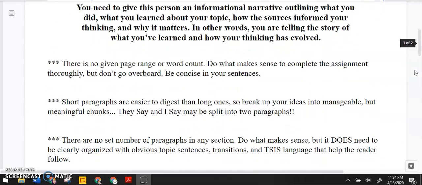Just some general notes on writing. Short paragraphs are easier to digest than long ones, so you're going to be breaking up your ideas into manageable but meaningful chunks. You are using they say, I say. There's no set number of paragraphs in any section. You'll see on the next page what the different sections are. You have to do what makes sense. It has to be organized, it has to have topic sentences, transitions, they say, I say language, all of that stuff. But all of the decisions about how to set up this paper are yours as the writer.